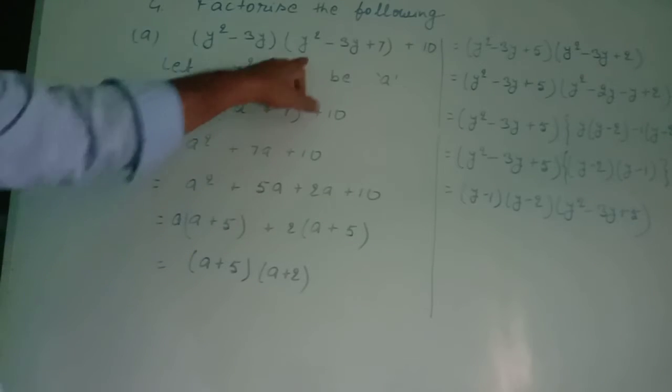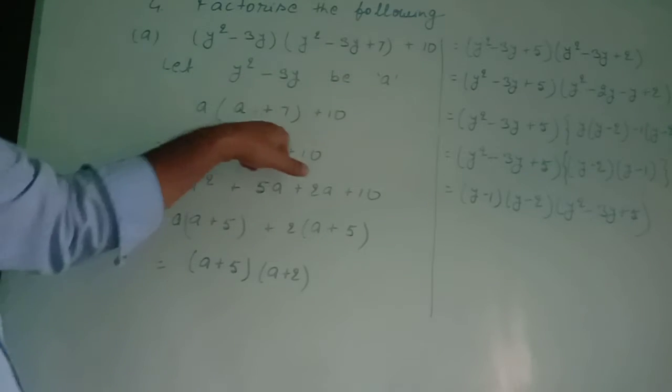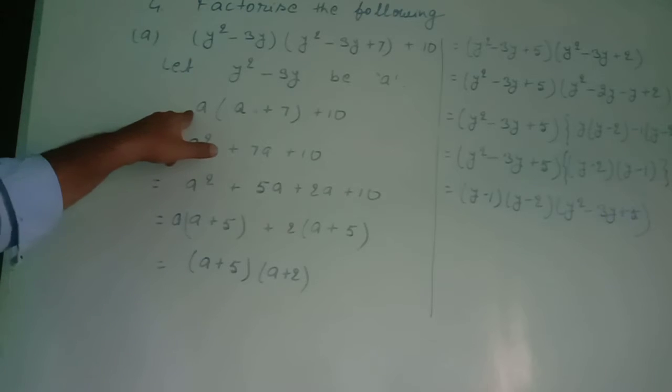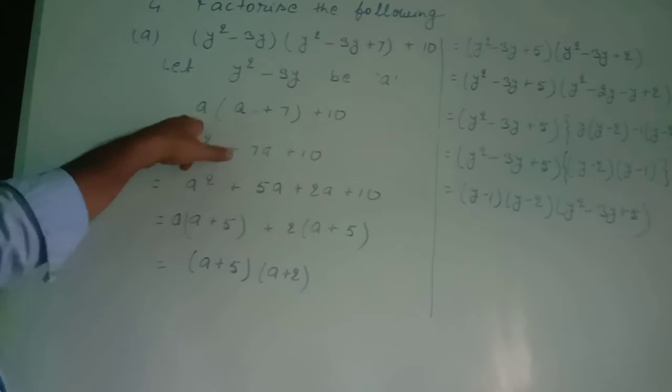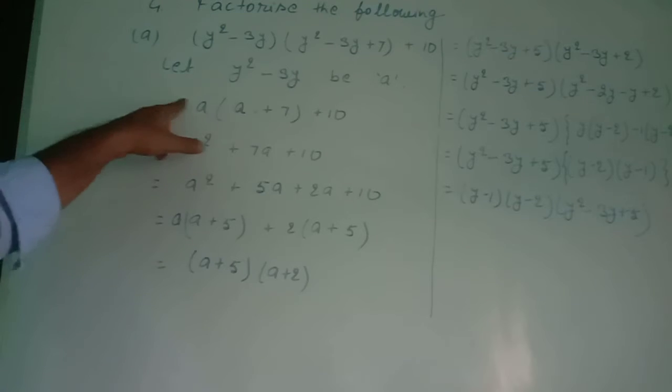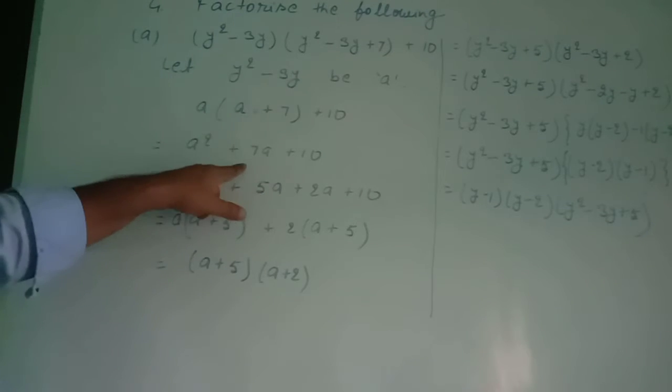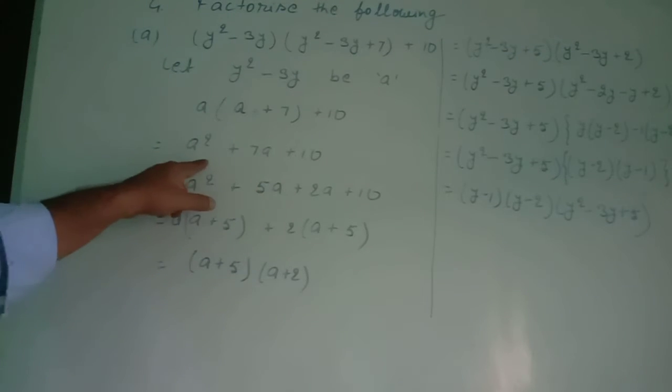a into a plus 7. This is a. So a plus 7 plus 10. I multiplied all these two terms by a, a into a square plus a into 7, 7a plus 10. I factorized it.